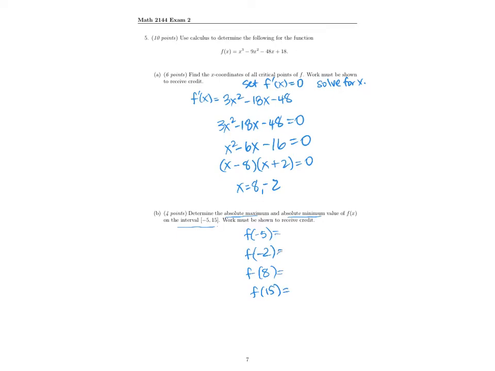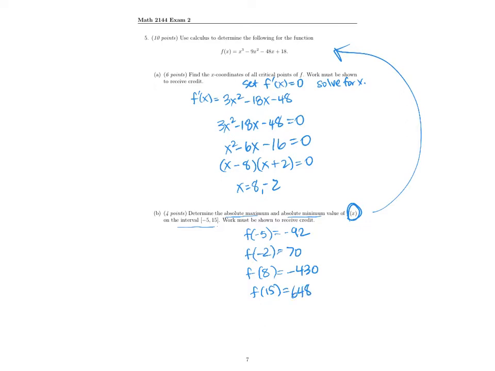One thing that students often try to do here is plug into the derivative, but really we want the values of f. So we want to go back up here and plug into this function f of x. When I plug in -5, I get -92. When I plug in -2, I get 70. When I plug in 8, I get -430. And when I plug in 15, I get 648.